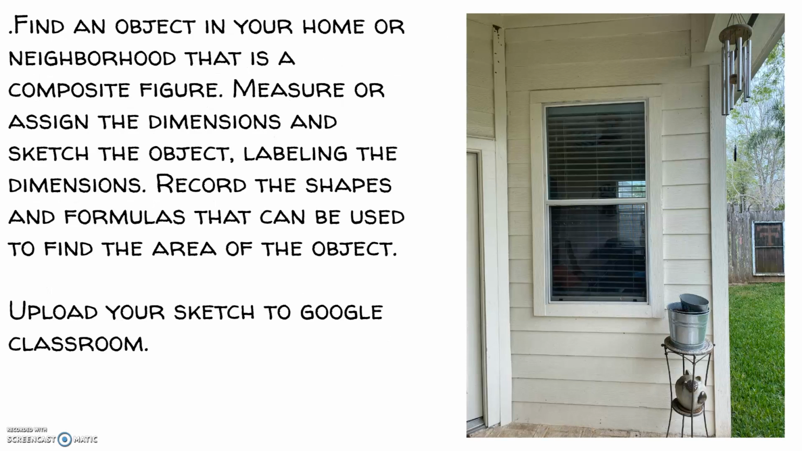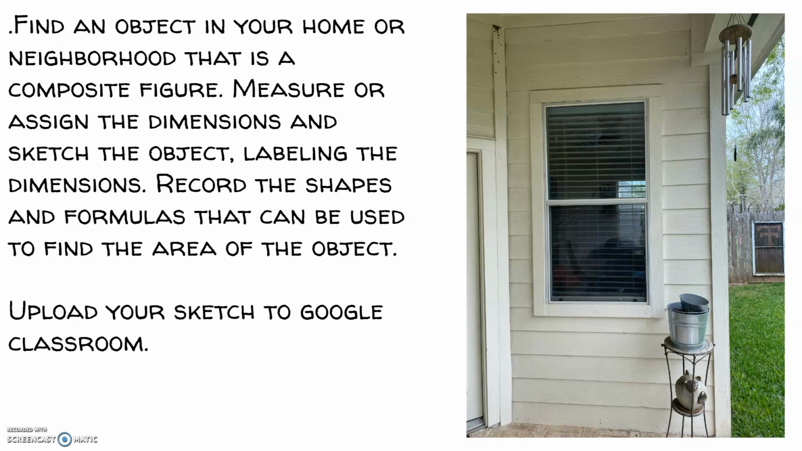All right, so the last activity that you're going to do is to find an object in your home or neighborhood that's a composite figure. So Mrs. Brown went outside and she took a picture of her window that she has outside on her patio. If I asked you to determine the area that I would need for my siding minus the window, I would have to find the area of that full wall and then the area of the window and then subtract.